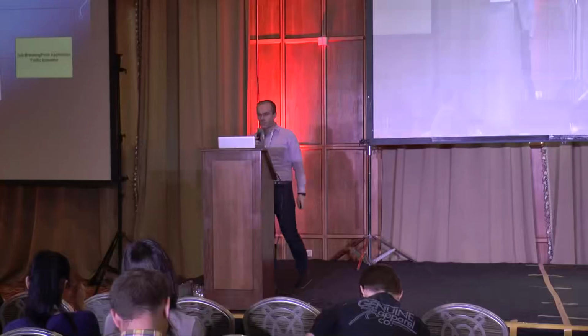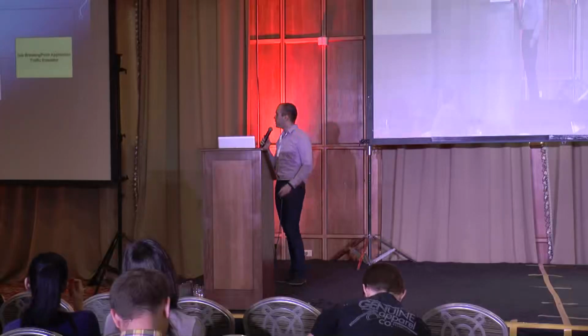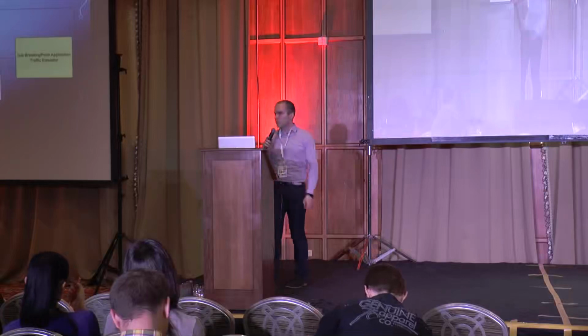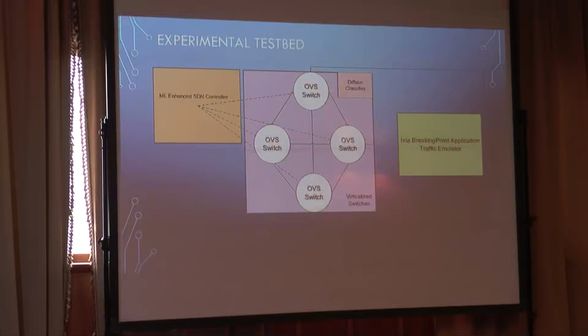So we basically evaluated the first part of our proposed system, meaning the supervised learning part, where we have already pre-trained our models, our flow classification models. This is how our experimental testbed looks. We basically have a Mininet VM simulating an SDN topology with 4 Open vSwitch switches. And in that VM, we also have the Diffuse machine learning classifier. Diffuse is actually quite cool. It's a kernel module developed on top of the IP firewall.